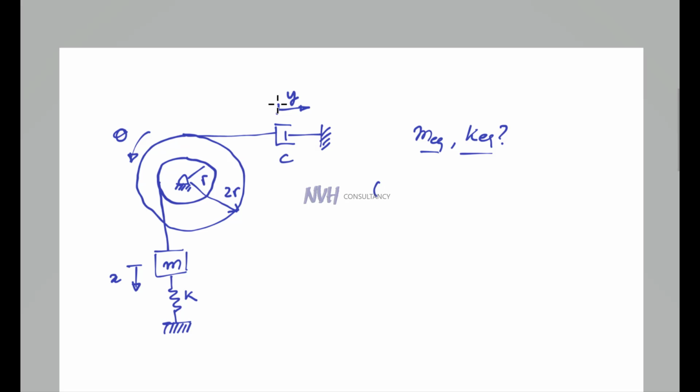So theta can be written as equals to x by r. From simple geometry you can find this. y is equals to 2r, so 2r is the radius of this bigger pulley, times theta, so that r theta can be written as x, so this will be equals to 2x.